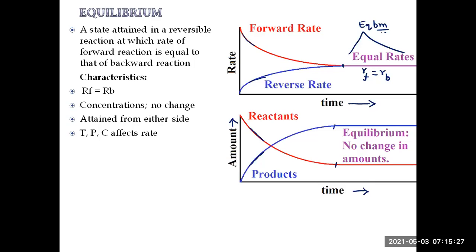Temperature, pressure, concentration, you should keep them constant. That is also one of the conditions to sustain reversibility, right? These conditions of temperature, pressure and concentration affect the rate. When rate is affected, equilibrium is affected.